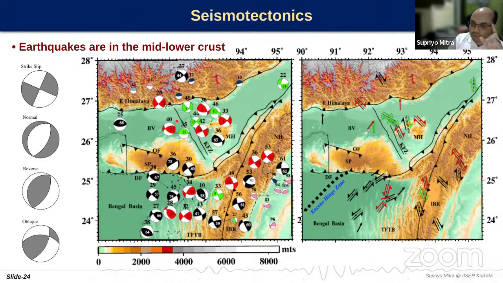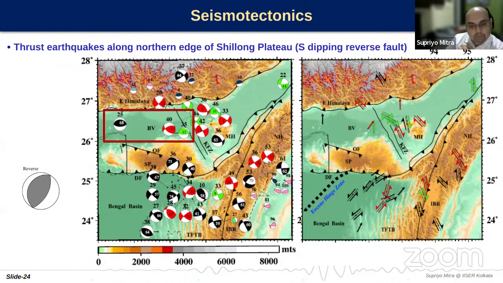Now let me point out different regions. First, I start with looking at the region which is north of the Shillong Plateau, where you have these thrust fault earthquakes underneath the Brahmaputra Valley. So this is because of the flexure of the Indian plate as it goes underneath the Himalayas.